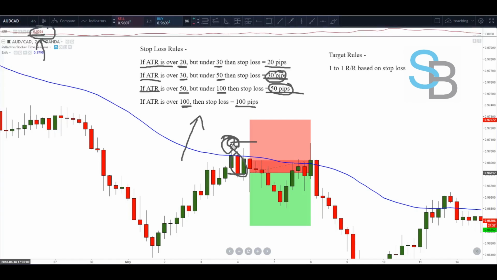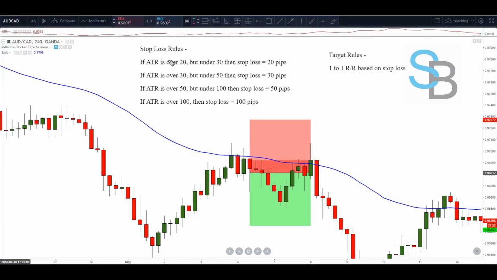So hopefully that is pretty easy to comprehend. I don't feel like that's a very difficult concept. What we're doing is just looking at this ATR indicator up here in the top left-hand corner of the screen that we applied to the chart in the earlier lessons. If that number is between 20 and 30, we're using a 20 pip stop. If that number is between 30 and 49, then we're using a 30 pip stop. If it's between 50 and 100, we're using a 50 pip stop. And anything over 100 is a 100 pip stop, all above the previous swing high. So go ahead and write those rules down.